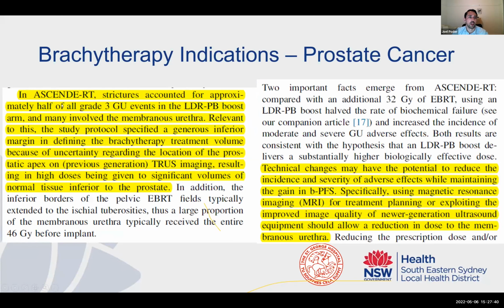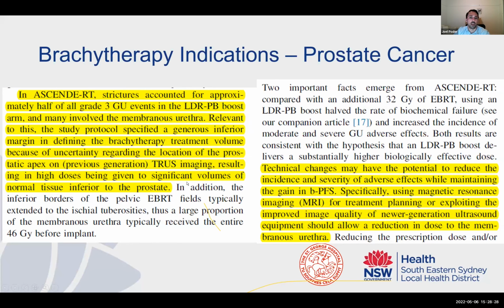The people who performed the trial did a really great analysis of the events. In this trial, it was strictures that accounted for approximately half of all of the grade 3 GU events in the LDR boost cohort. And what they did find was that a lot of these strictures were occurring in the membranous urethra, around the area of the prostate towards the apex, or the most inferior portion of the prostate. Part of the hypothesis was that there was not a really great technology of transrectal ultrasound imaging being used, and that was resulting in an increased area, or an over-treatment of the area around the apex for those patients who were receiving the boost, and therefore too high a dose was being given to the membranous urethra, causing these strictures.